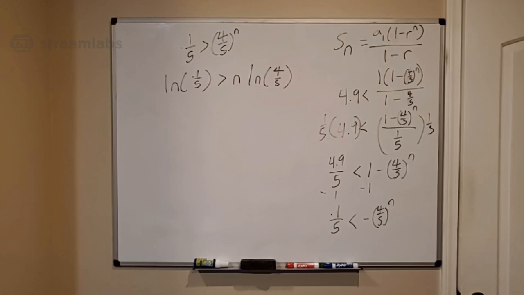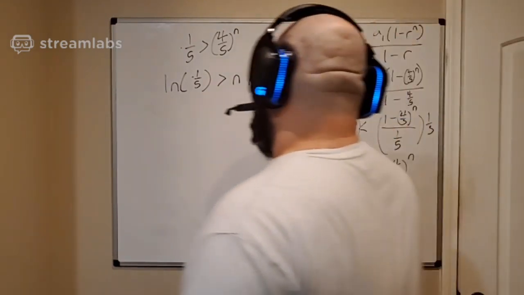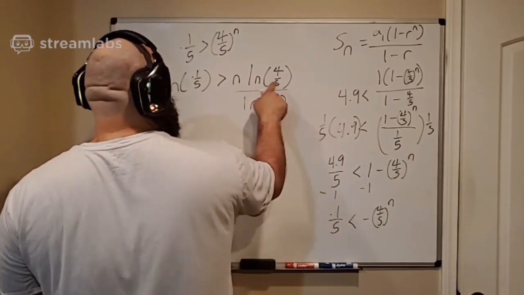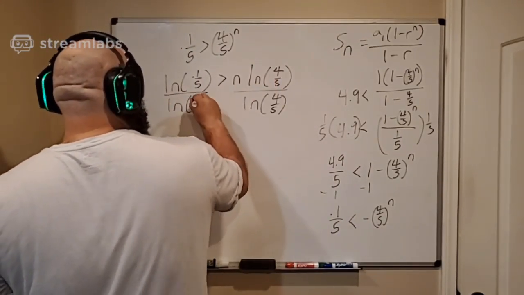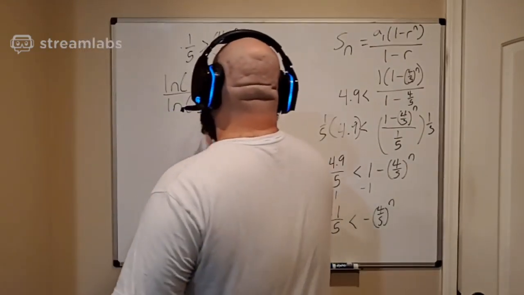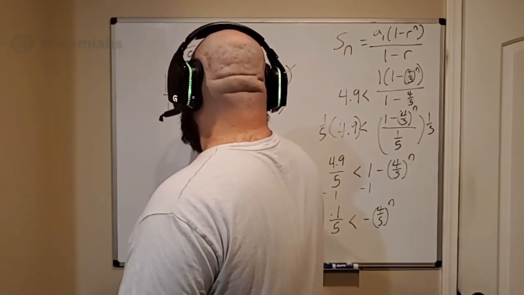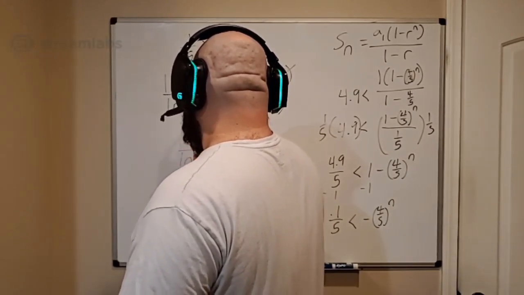And what would my next step be, somebody? Anybody? What do I do next? Divide by ln of 4/5. We're trying to get the n by itself, so we need to get rid of that ln of 4/5. So we get that, and this you put in your calculator, because you would have a scientific calculator capable of doing this, 0.105 is greater than n.